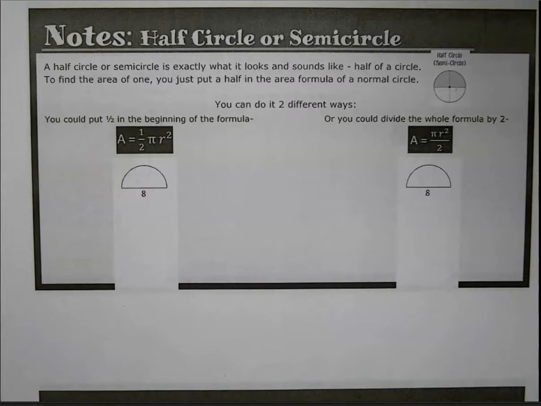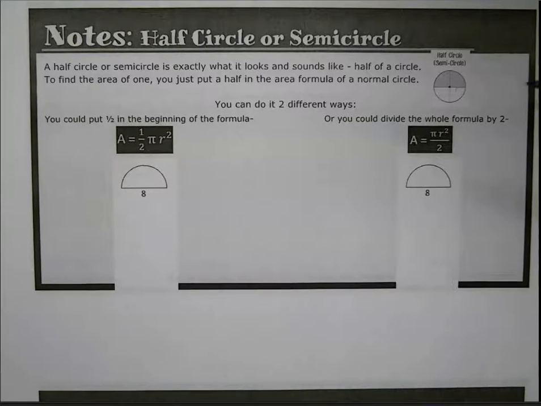Okay, so last week we were talking about the area of a circle. Today we're continuing that, but sometimes they give you a half circle or just different parts of a circle. The first one we're going to look at is a half circle, or semicircle is what it's really called. A semicircle is exactly what it looks and sounds like. It's just half of a circle.